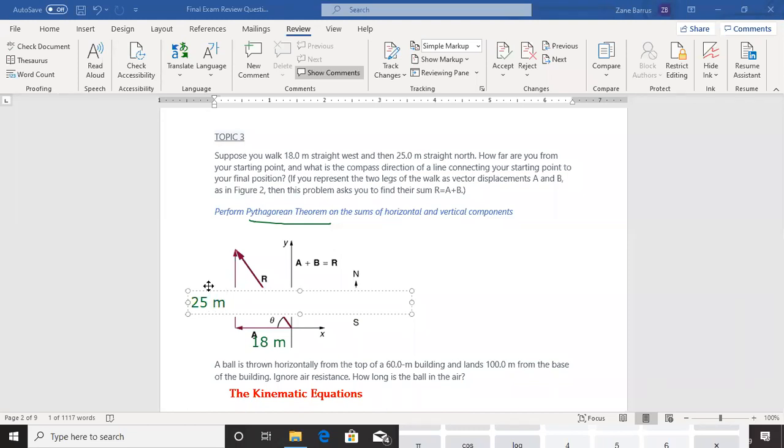Okay, 25 meters north. So if we're walking west 18 meters and north 25 meters, they want us to figure out what's the total displacement. What's this hypotenuse right here? Okay, so just like in Pythagorean theorem in geometry class, a squared plus b squared equals c squared.